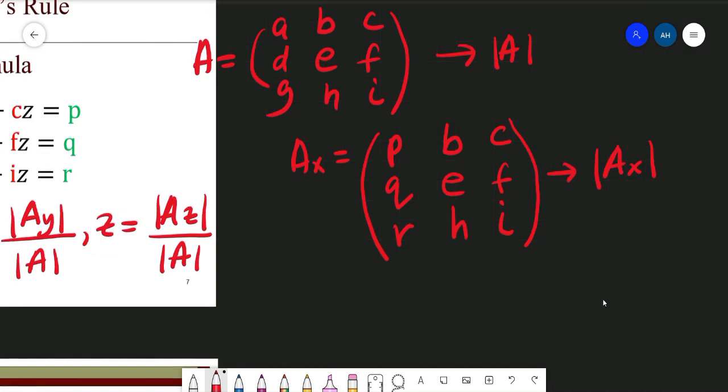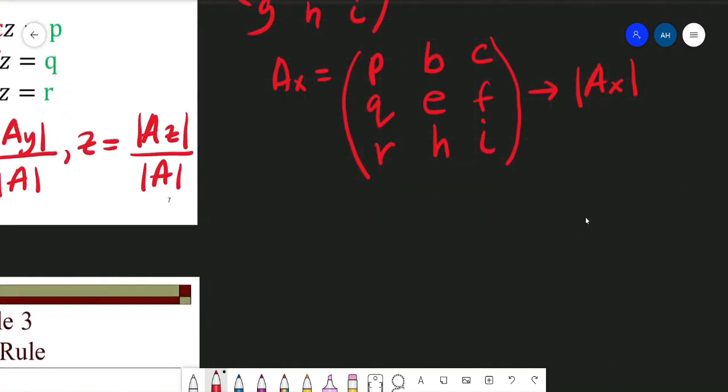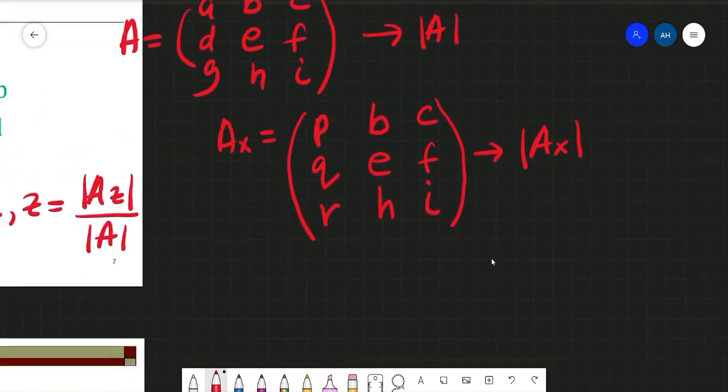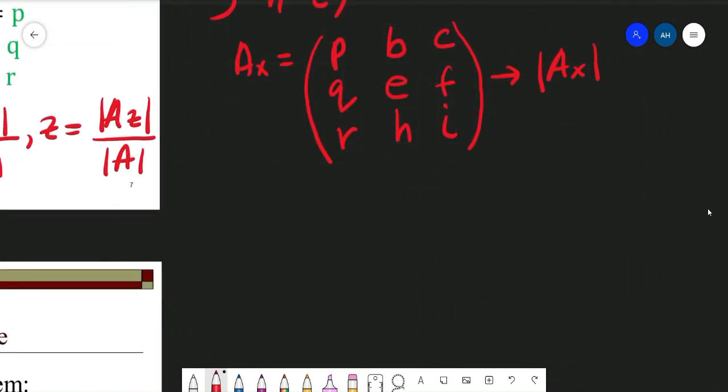Oh, we need 2 more matrices. That is, we also need AY. All right, so maybe we can write it down here somewhere. So what is AY? We need AY.